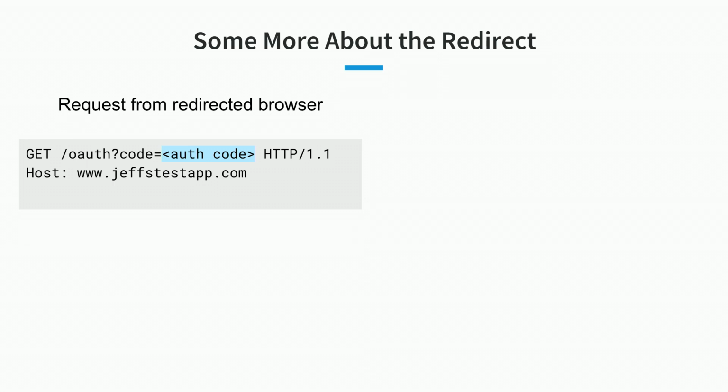LinkedIn generates an auth code, or an authorization code, that basically says, I've consented to this third-party application giving me access to my profile data. And then the redirect will force the user's browser to make a request to some infrastructure that Jeff's test app, in this case, owns, so it can receive the auth code. And that auth code will be sent in a query parameter.